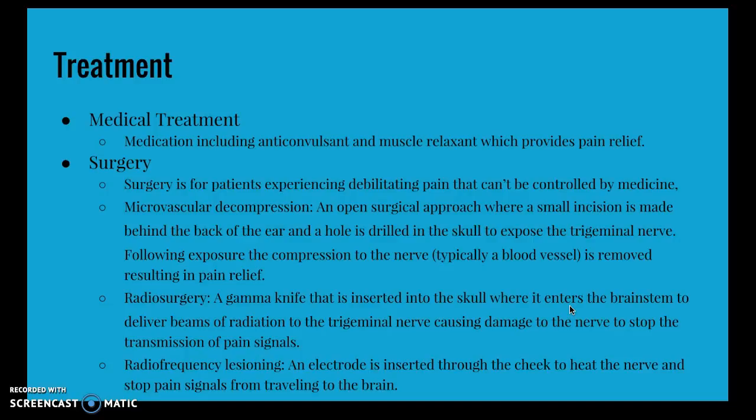There's also radiosurgery, which is a gamma knife that's inserted into the skull where it enters the brainstem to deliver beams of radiation to the trigeminal nerve, causing damage to the nerve to stop the transmission of pain signals. Radiofrequency lesioning is an electrode that's inserted through the cheek to heat the nerve and to stop the pain signals from traveling to the brain.